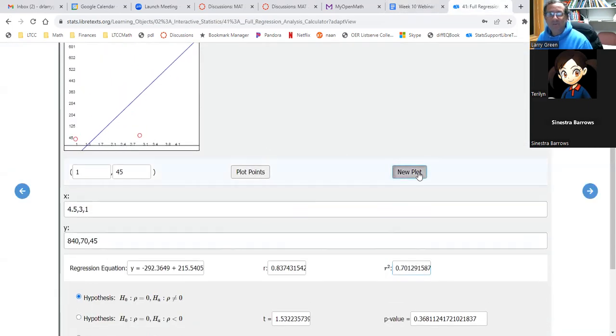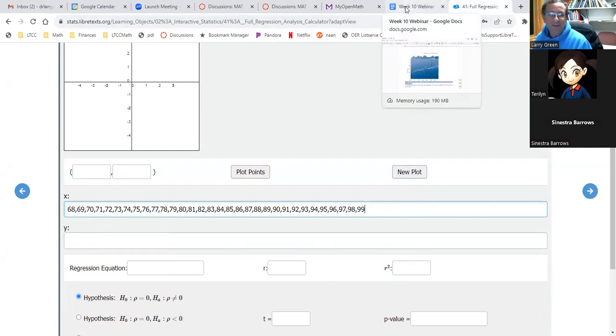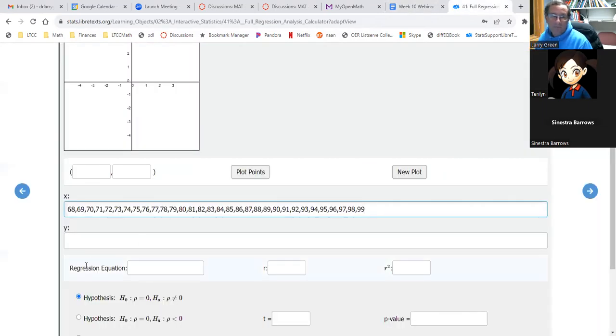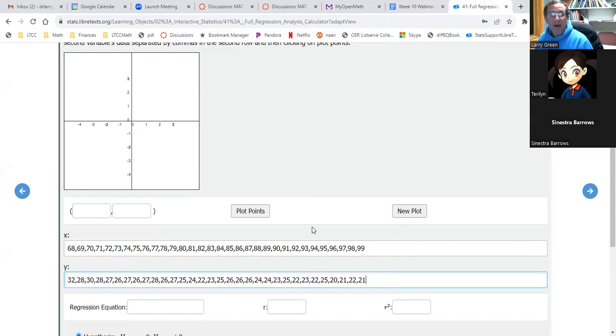I can also hit new plot so we can start over. And what I did, I did this because someone suggested it, because they said it was just too long to type in all the data, but we can copy and paste all the numbers with commas in the middle. Those are the years, after the year 1900. And then we can take the meters and put that in the y-axis. And I can click plot points.